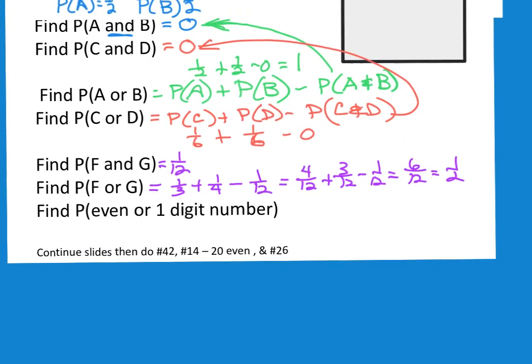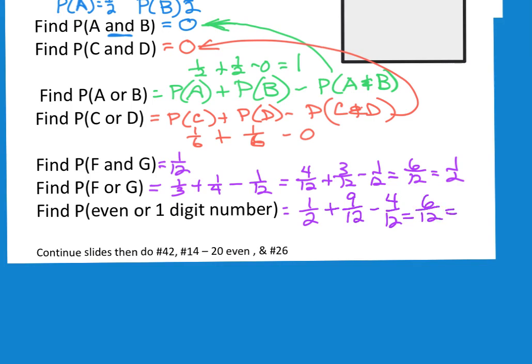And finally, let's find the probability that the number is either even or it's a one-digit number. So the probability that it is even would be 1/2. Half the numbers are even. And the probability that it's a one-digit number, well, there are 9 of those, 1 through 9, then 10, 11, and 12 are two-digit numbers in our sample space. And then we have to subtract everything that is even and is one digit. So that's 2, 4, 6, 8. That's 4 of them. So we have 10/12 minus 4/12 is 6/12, or look at that, it's a half again.